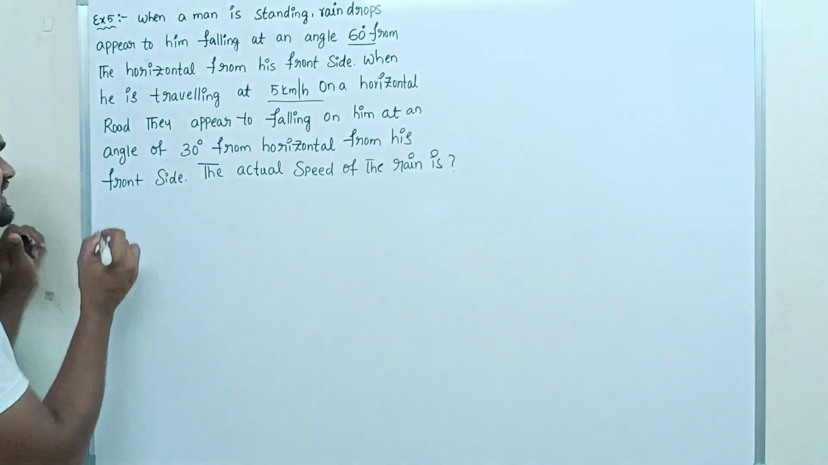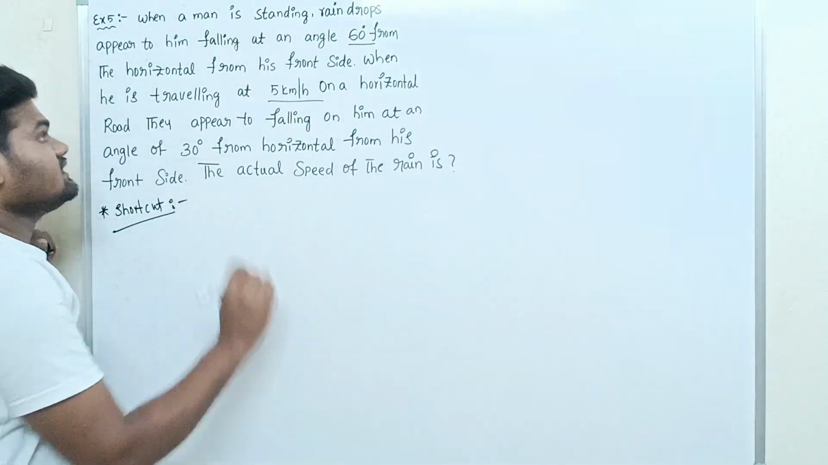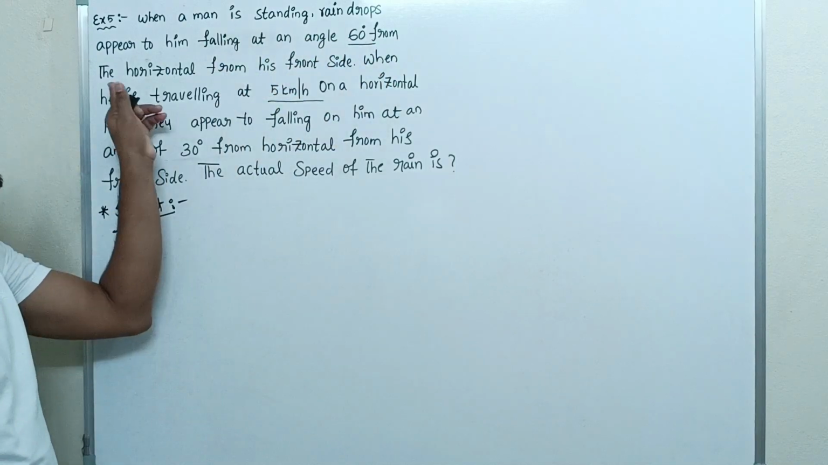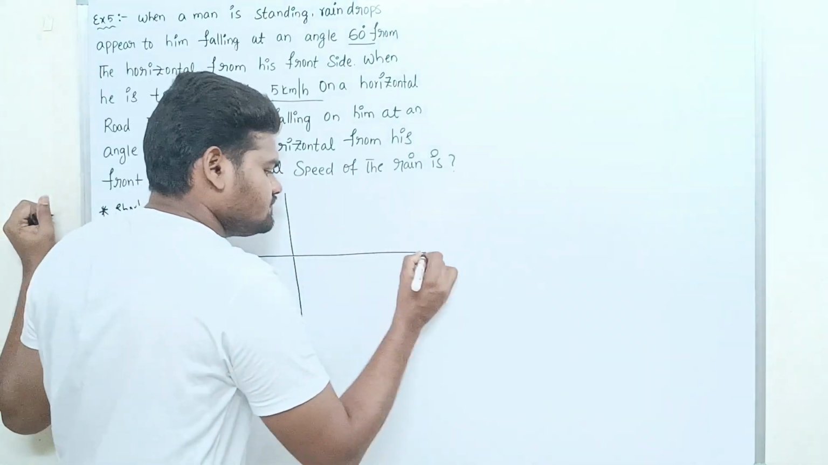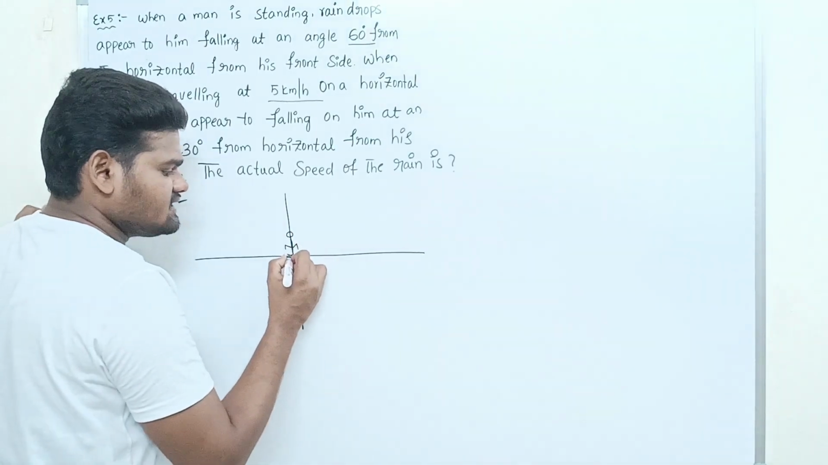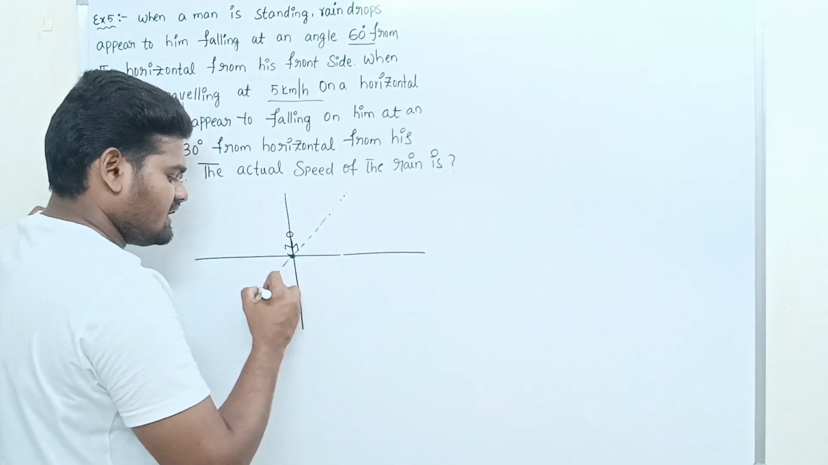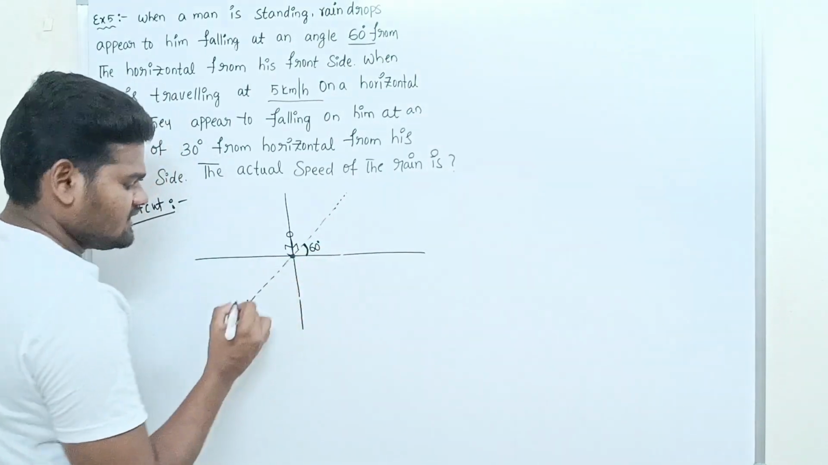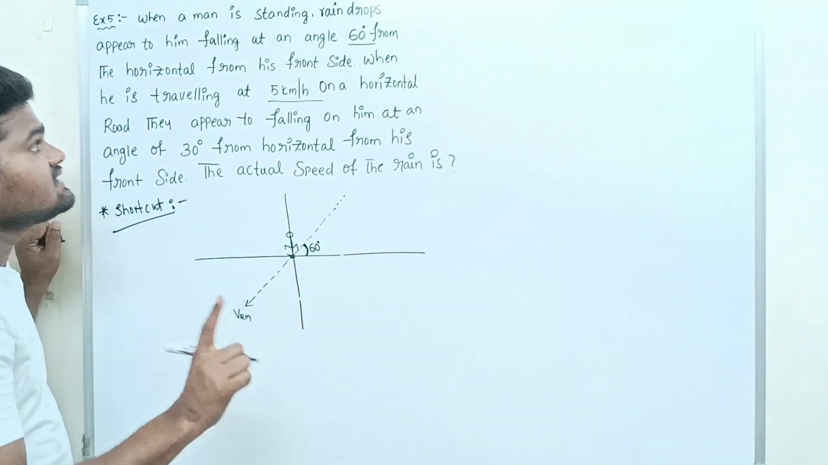Let's see the shortcut. Okay, have a look. According to the given question, shortcut method. When a man is standing, the rain appears to him falling at an angle 60 degrees from the horizontal from his front side. So I'm taking a two-dimensional coordinate system. I'm considering initially the person is at rest, standing at this initial position. At this time, he feels that the raindrops are hitting him at an angle 60 degrees.